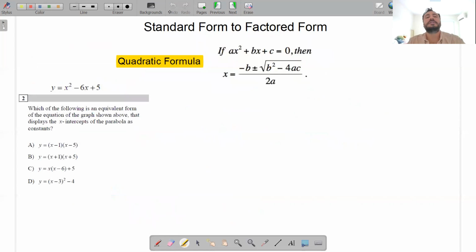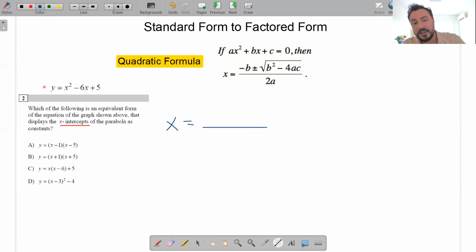What about the standard form to the factor form? We just saw how to use the quadratic formula, so I'm going to go very quick. Here we have the same formula and we need to apply the quadratic formula to find the binomials that will determine the factor form. Which of the following is an equivalent form of the equation of the graph shown above that displays the x-intercepts of the parabola as constants? So we know that we need to use the quadratic formula, so let's use it.